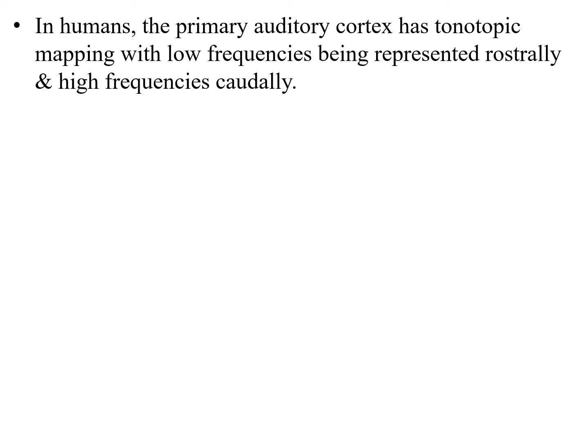In humans, the primary auditory cortex has tonotopic mapping, as I have already said while I was discussing the mechanism for perception of different tones or different frequencies. What is the order of this tonotopic mapping? Low frequencies are represented rostrally and high frequencies are represented caudally.